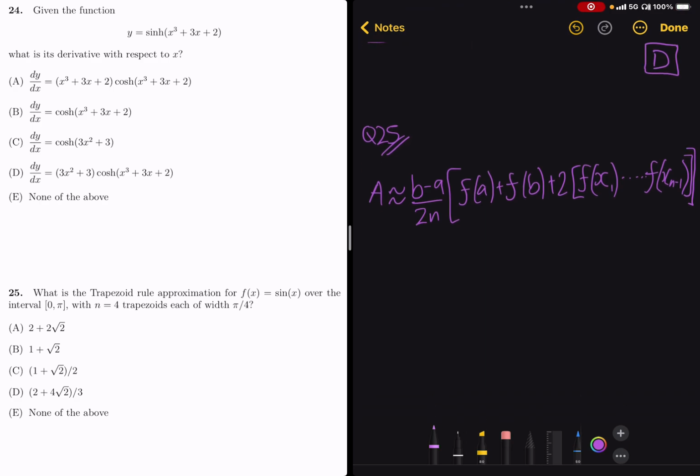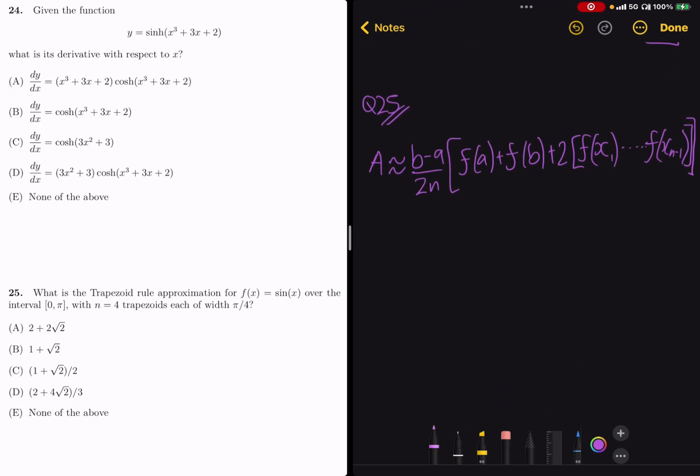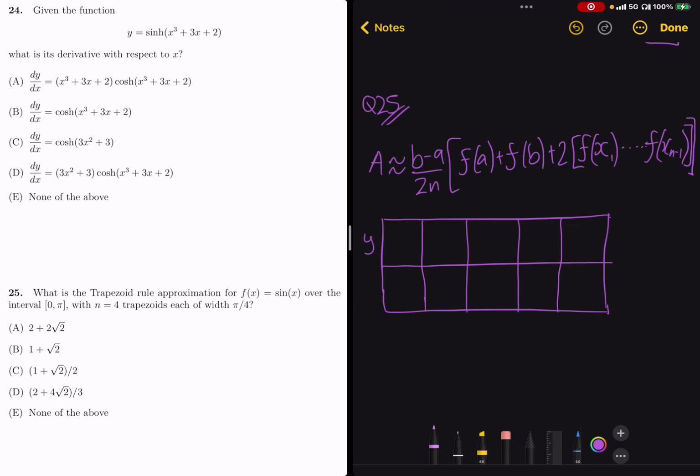Okay, so if n is 4, we're going to have 5 values. We're going to do a table of values for this, and then plug values from our table of values into the formula. 1, 2, 3, 4, 5. We'll need 5 of these. These will be the y values, these will be the x values. So if we're moving in iterations of pi on 4 along the x-axis, we'll have 0, pi on 4, 2 pi on 4, 3 pi on 4, and then 4 pi on 4.